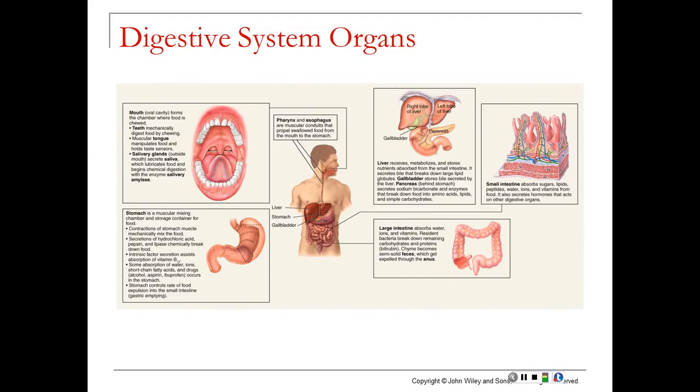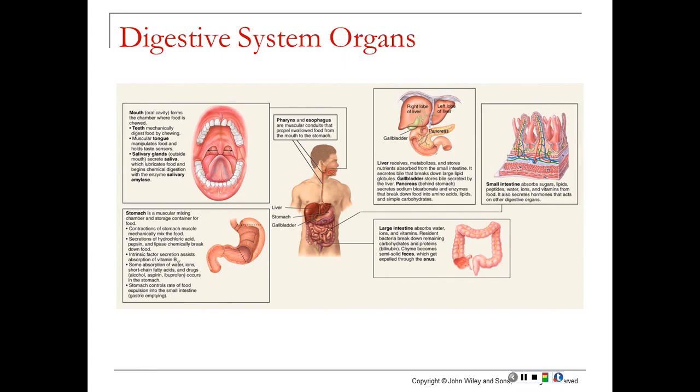So the purpose of the liver is to receive, metabolize, as well as to store nutrients that have been absorbed from the small intestine. It also secretes bile, which can help break down large lipid globules, large fat globules. The gallbladder itself is going to store the bile, which has been secreted by the liver. So in other words, if your liver is overproducing bile, it will be stored in the gallbladder. The pancreas itself, which is located behind the stomach, which is why the stomach has been removed from this image, secretes special enzymes as well as sodium bicarbonate to help break down the food into amino acids, into the smaller lipids like fatty acids, as well as into simple carbohydrates.